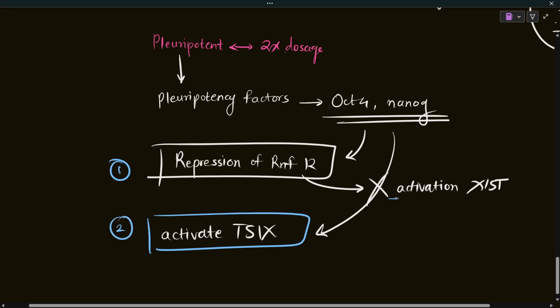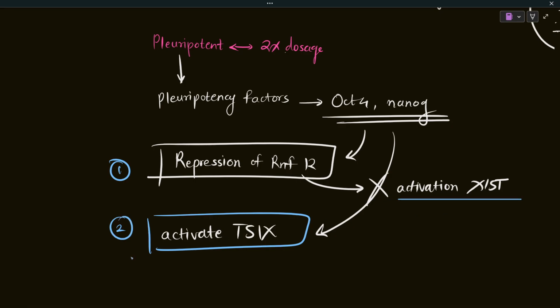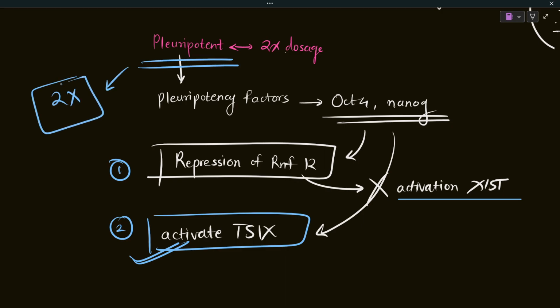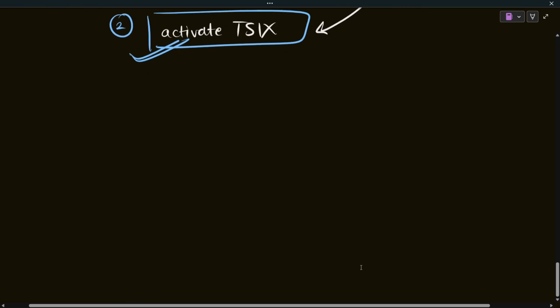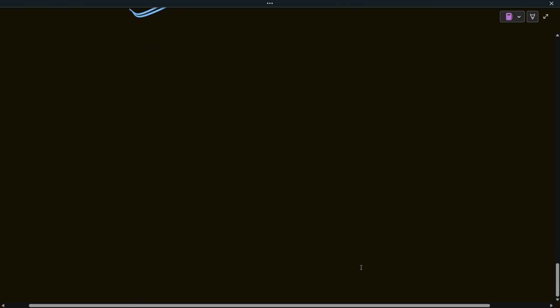So now there will be no activation of Xist. Instead, there will be activation of Tsix RNA. Due to this, there will be no X chromosome inactivation, and the pluripotent cells will show 2X dosage. This is why pluripotent cells, due to the pluripotency factors, the Yamanaka factors OCT4 and NANOG, show the 2X dosage. This is how the counting is made, and how it decides whether the X chromosome will be inactivated or not.